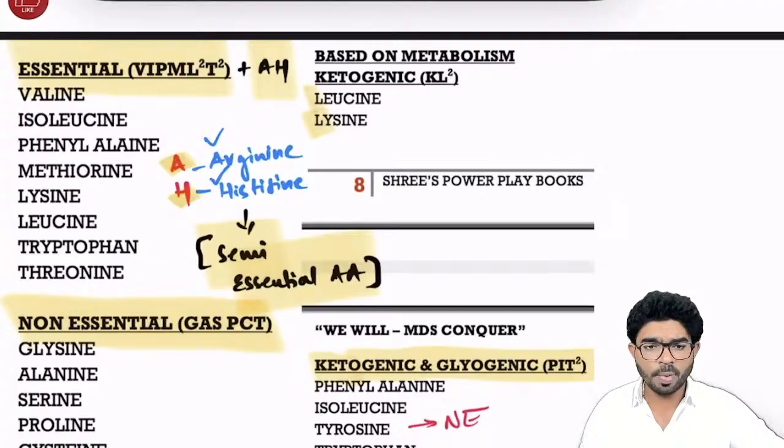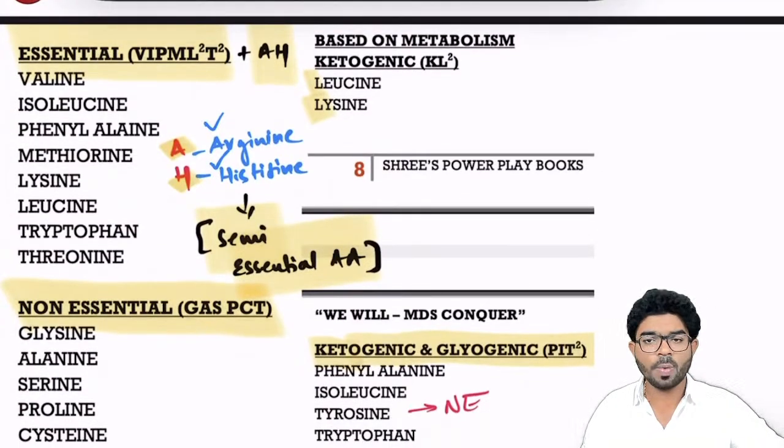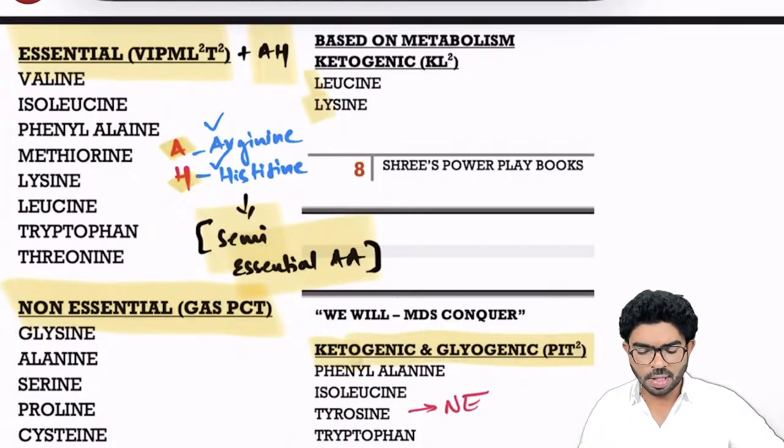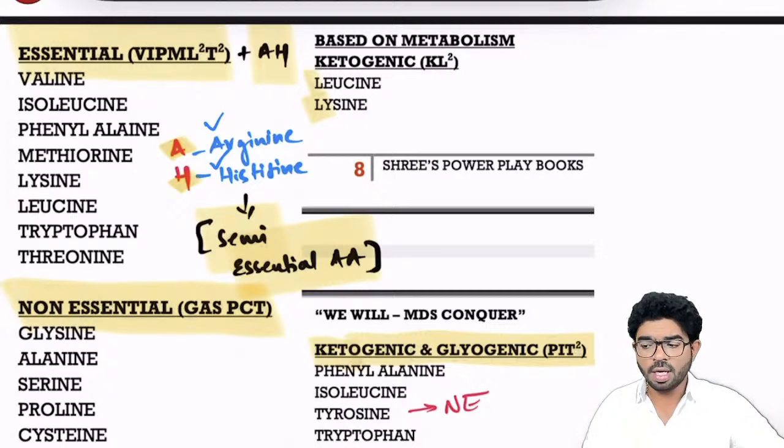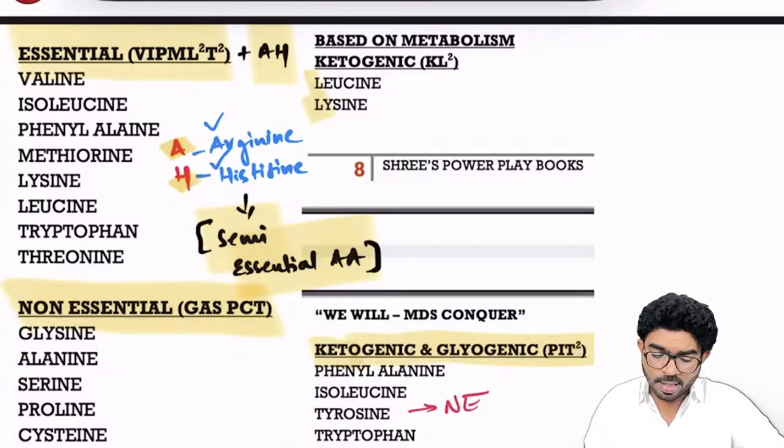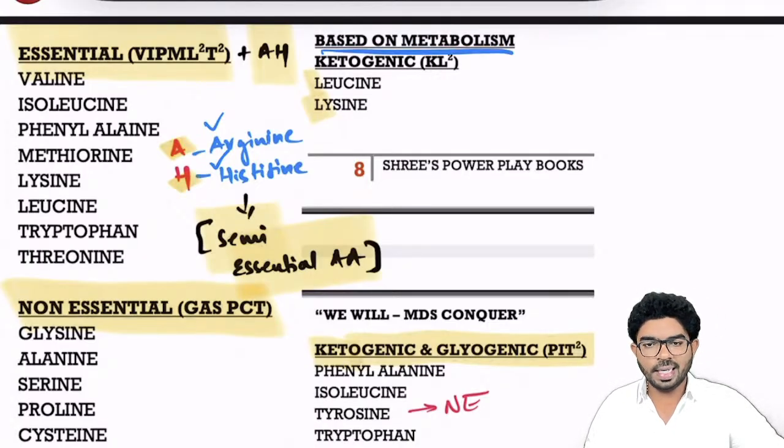Similarly, you have one more classification. You don't have a question on this particular classification in this exam, but if you're checking out the subject specific exam of biochemistry, you have a question on this classification. So based upon the metabolism, again, your amino acids are divided into three types.